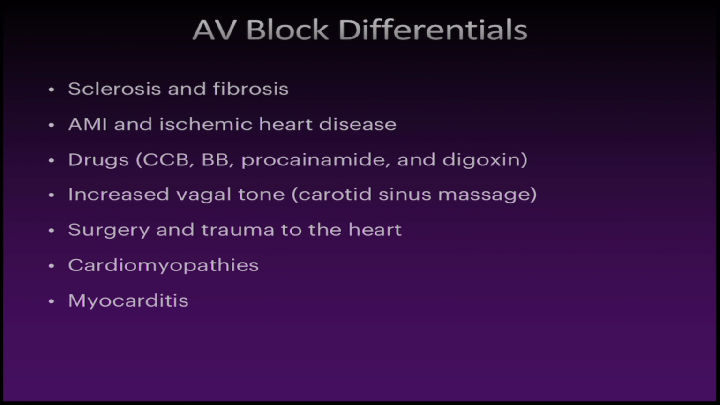AV block differentials. There are numerous causes for an AV block. These are some of the common ones you see on the screen. You could have fibrosis of your heart's electrical conduction system in the AV node and below, causing any of these heart blocks. Current or previous acute myocardial infarction and ischemic heart disease can lead to different types of AV blocks. Certain drugs that patients may take or even overdose on can lead to AV blocks, like, for example, a beta blocker overdose. Increased vagal tone, direct trauma to the heart, and other types of diseases all can lead to various AV blocks.